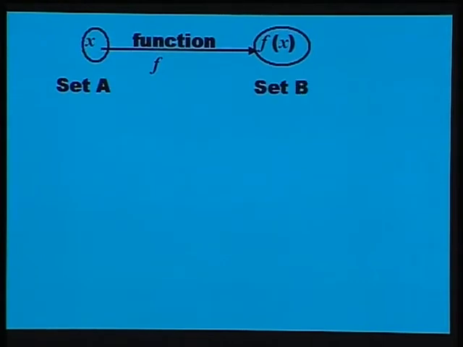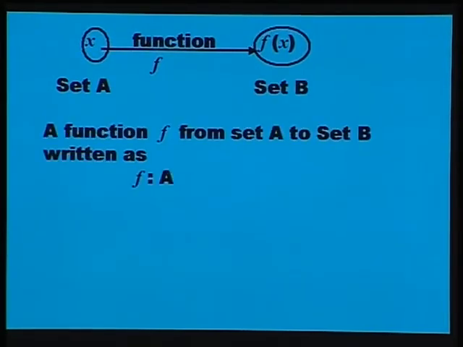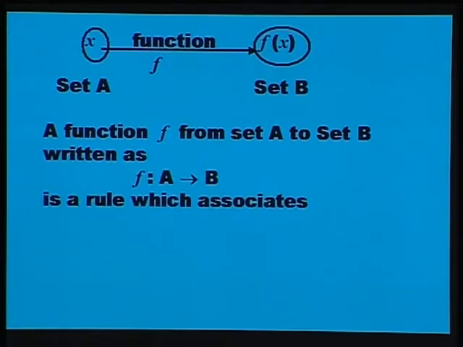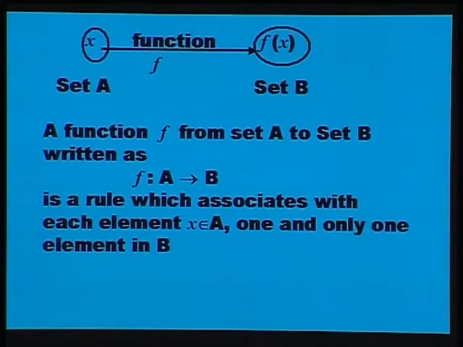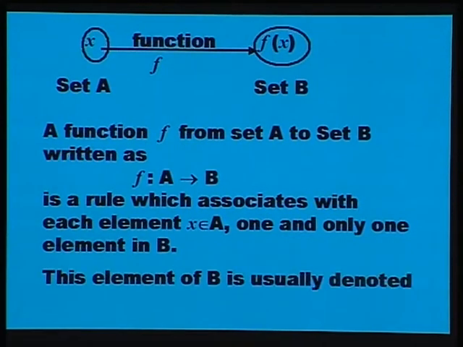A function f from set A to set B, written as f from A to B, is a rule which associates with each element x from set A one and only one element in B. The element in set A is represented by x, and the element of set B is usually represented by fx.